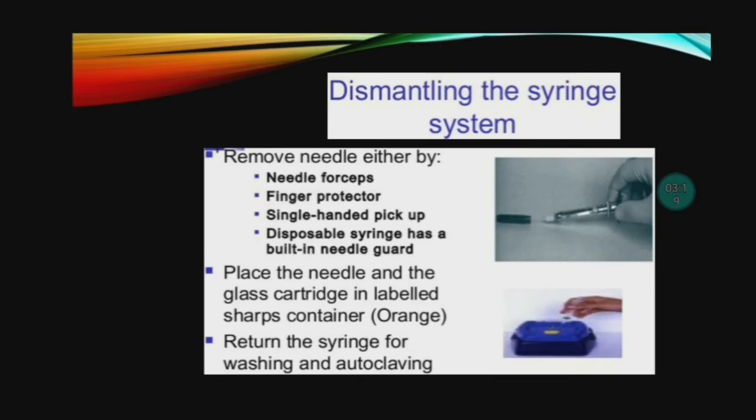Dismantling the syringe system. Remove the needle either by needle forceps, finger protector, or single-handed pick up. A disposable syringe has a built-in needle guard. Place the needle and the glass cartridge in a labeled sharps container, orange. Return the syringe for washing and autoclaving.